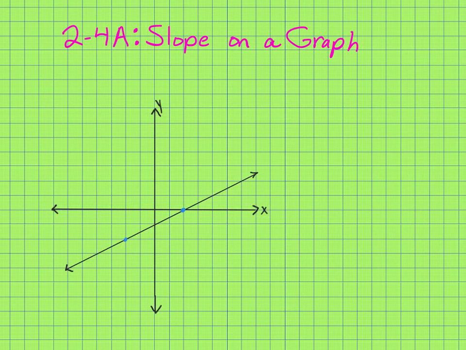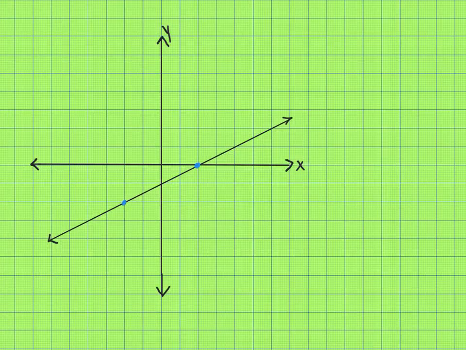Lesson 24A, Slope on a Graph. In this lesson, we're going to determine if slope is positive or negative on a graph, and then we're also going to find the actual fraction value for the slope. So starting out on this first problem, we're going to decide if the slope is positive or negative.